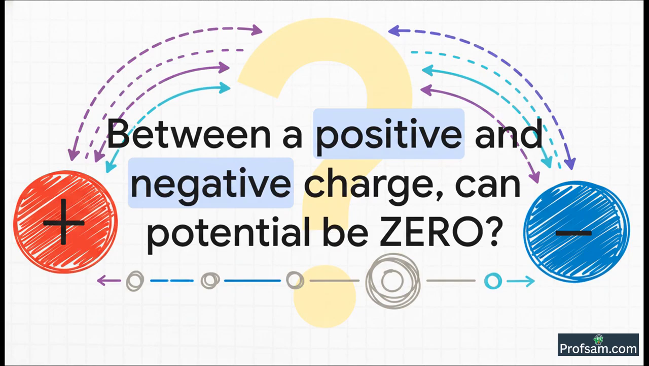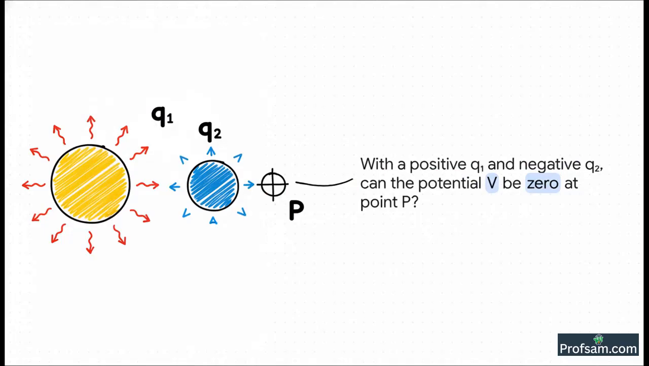Okay, before we dive into the theory, I have a tricky question for you. A little puzzle to get you thinking. Look at this. If you have a positive charge and a negative charge, do you think it's possible for the electric potential to be zero somewhere in between them? What's your gut feeling? Just give it a thought. All right, so here's the setup. We've got a positive charge, Q1, and a negative charge, Q2. And we're asking, can the potential V be zero at some point P, somewhere on the line connecting them?